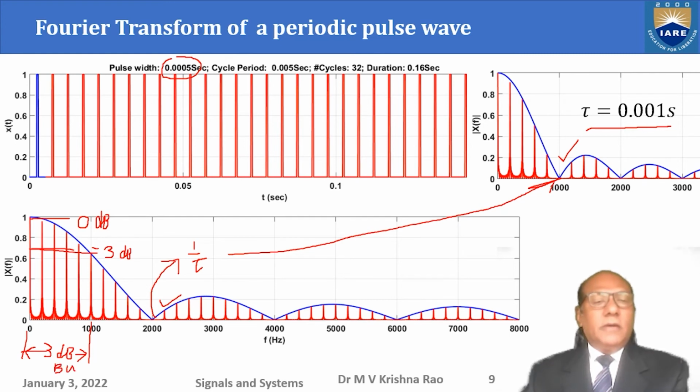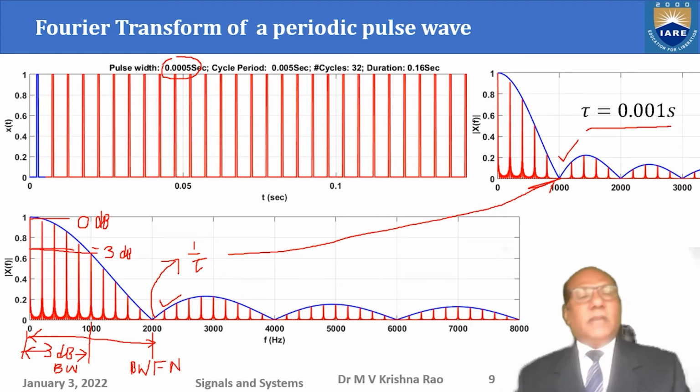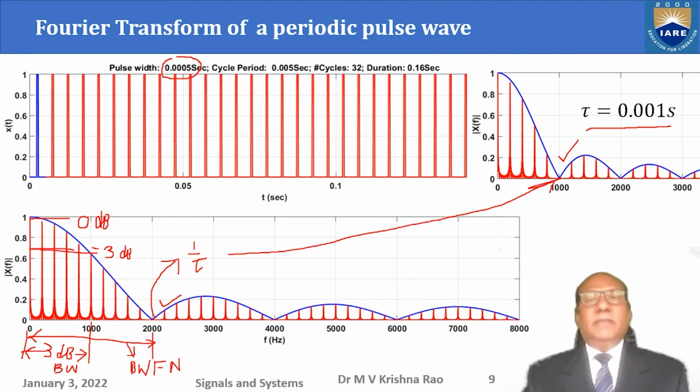And what about this one? This is nothing but the bandwidth between the first nulls. There are two bandwidths we are defining. Bandwidth between first nulls means I am taking one-sided 0 to 2000 here. So this is what you have. And let us understand the other waveforms also in the same way.